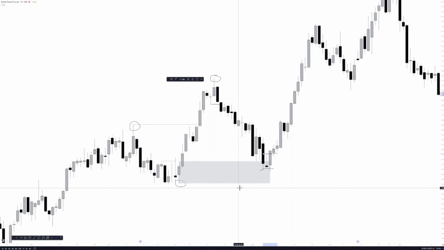What is price telling us? Price is literally screaming that we want to buy, because now the internal structure has aligned. Understand, the internal structure has aligned with what? The swing structure, meaning that you are positioning yourself to continue the bullish move to the upside to make a new high.